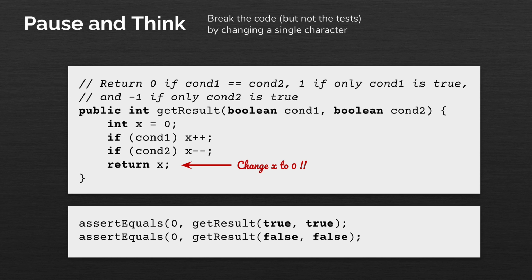The problem comes, however, when only one of the conditions is false, but not the other. Then the expected value is either 1 or -1, depending on which condition is true. But the actual result will be 0. Therefore, this code is broken.